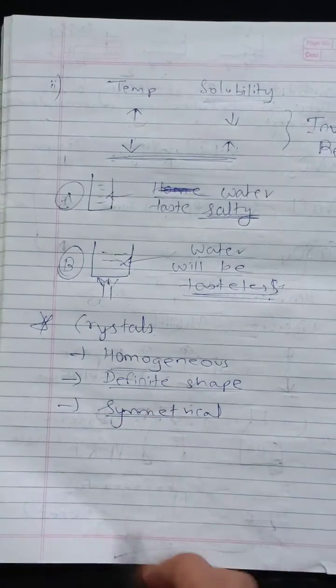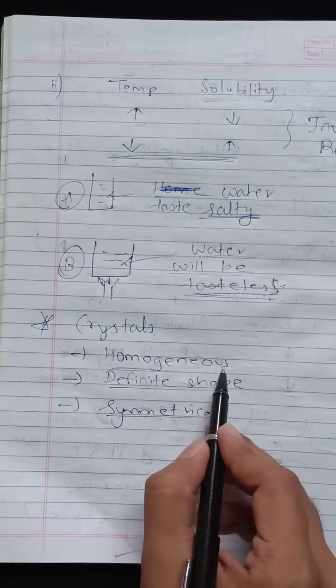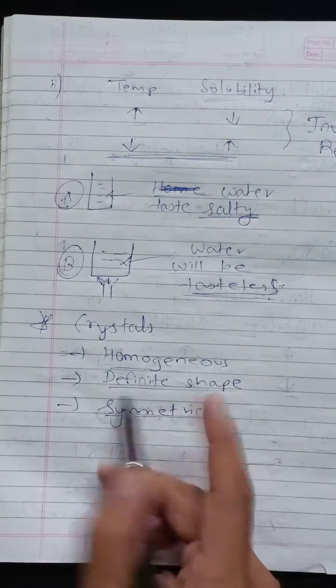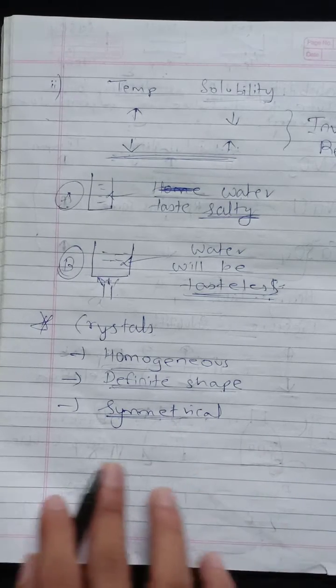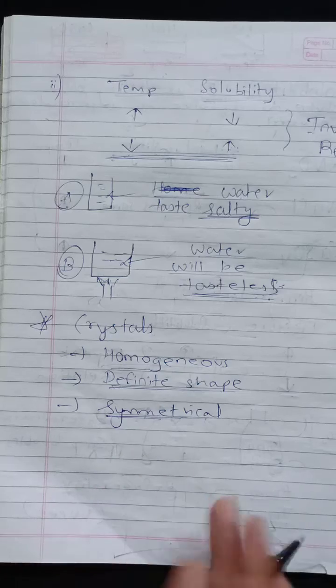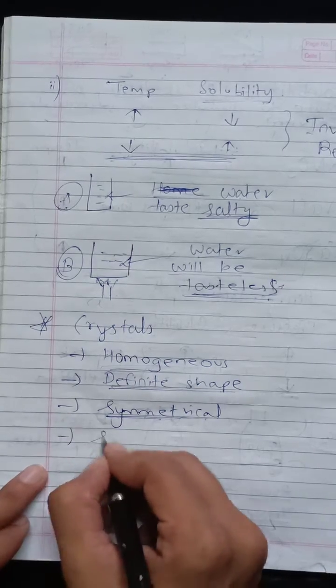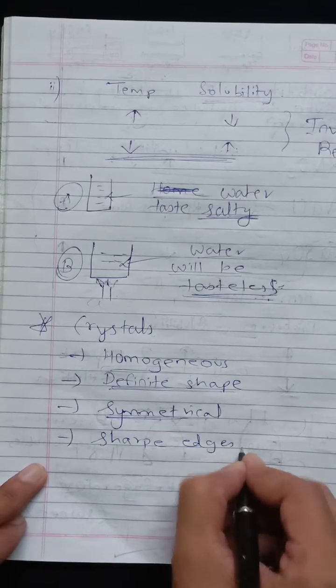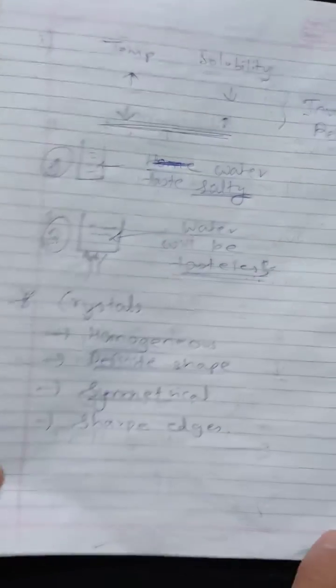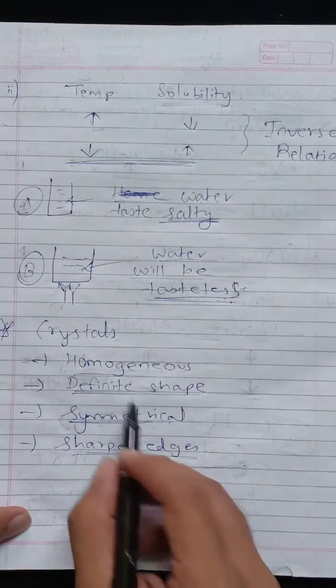So crystals should have these three features. It should be homogeneous, it should have a perfect definite shape, and it should be symmetrical in shape. And every crystal has sharp edges, and due to the sharp edges only, they get a definite shape. Now what do you mean by the word crystallization then?